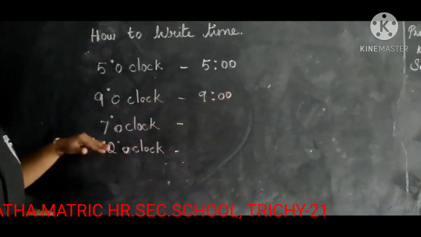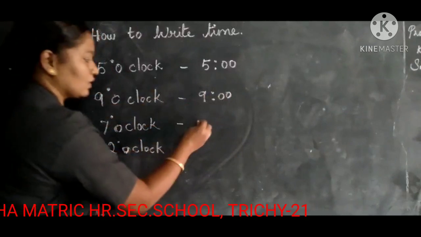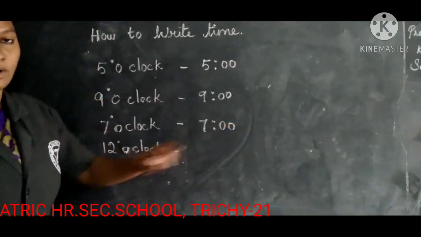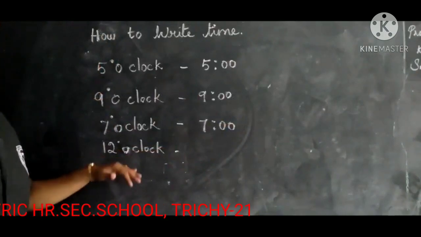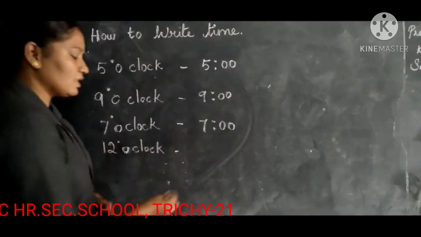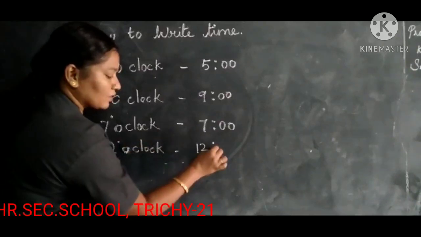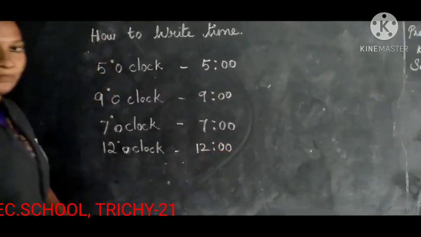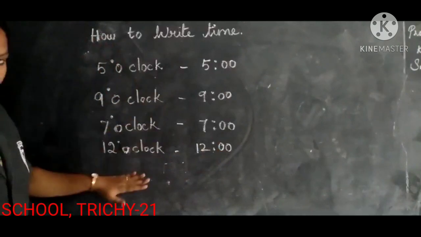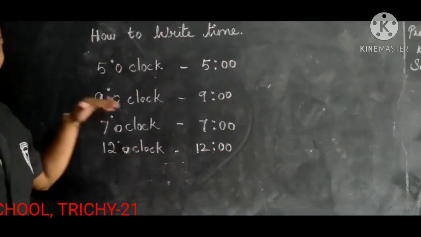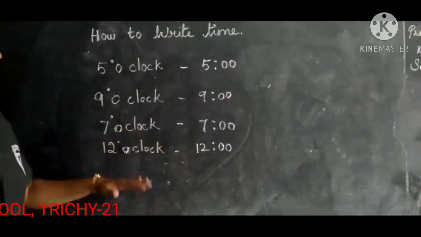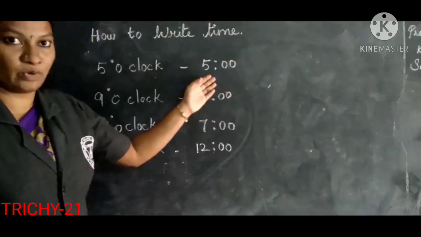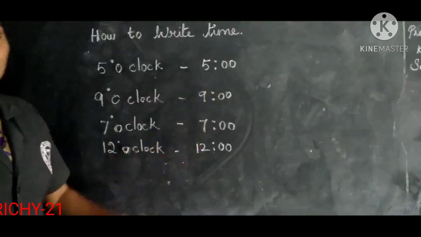Then 7 o'clock. So 7, then the colon, 7:00. Finally 12 o'clock, this is the reading format. It is written as 12:00. Clear? So this is the reading format: 5 o'clock, 9 o'clock, 7 o'clock, 12 o'clock. And the time is written like this: 5:00, 9:00, 7:00 and 12:00.